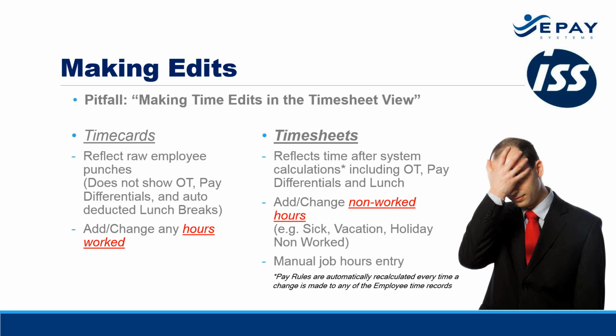The other scenario that can be put into the timesheet view is manual job entry. If an employee forgets to punch in or punch out, those are still worked hours on the time card side. That's still the same. But the manual job hours I'm talking about here are those scenarios where employees do not have a means to punch in or punch out at the job site.